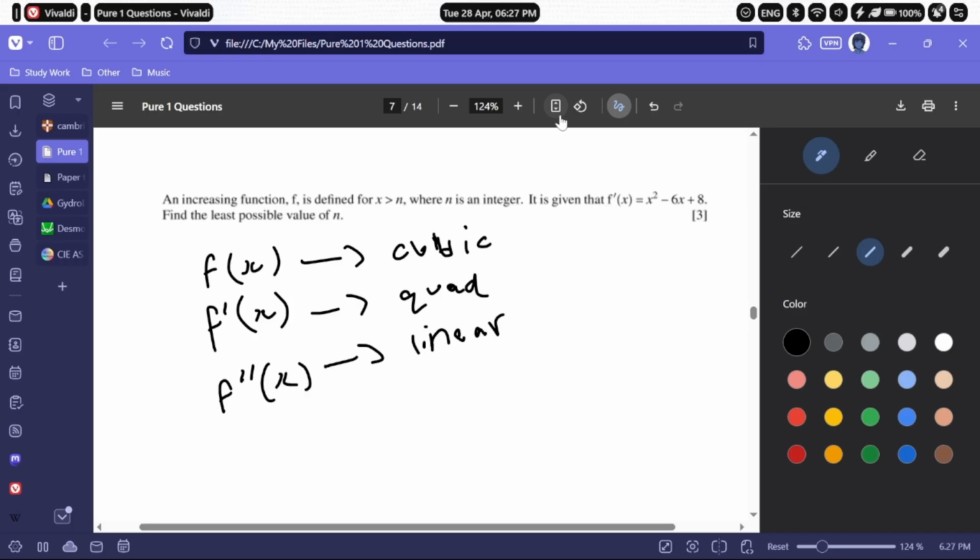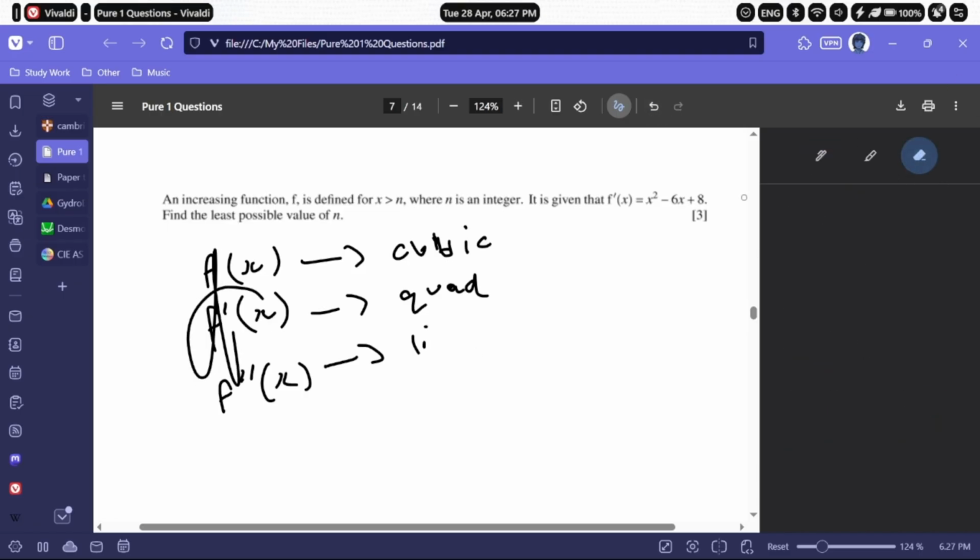Now, in this case, your f of x, wait, let me just erase that. I did not erase that. Okay. This is painful.